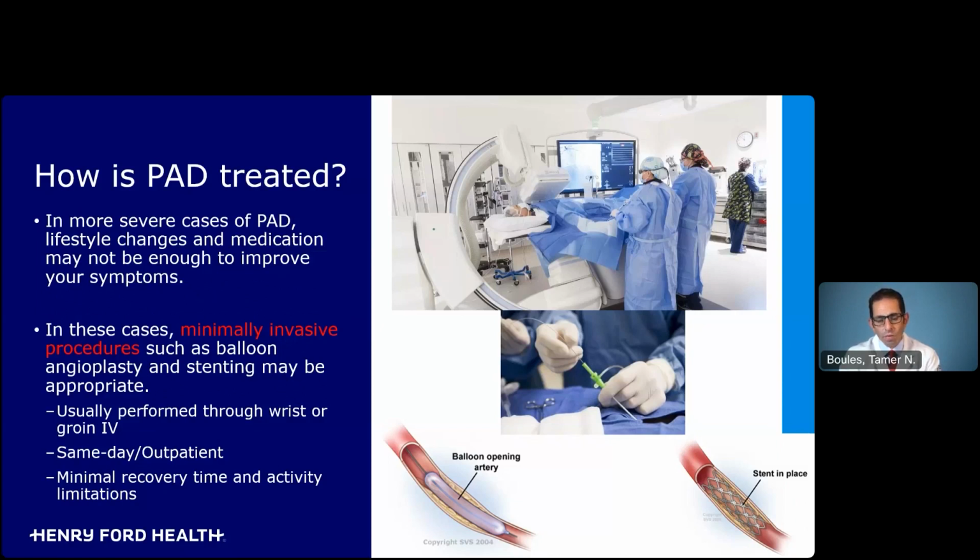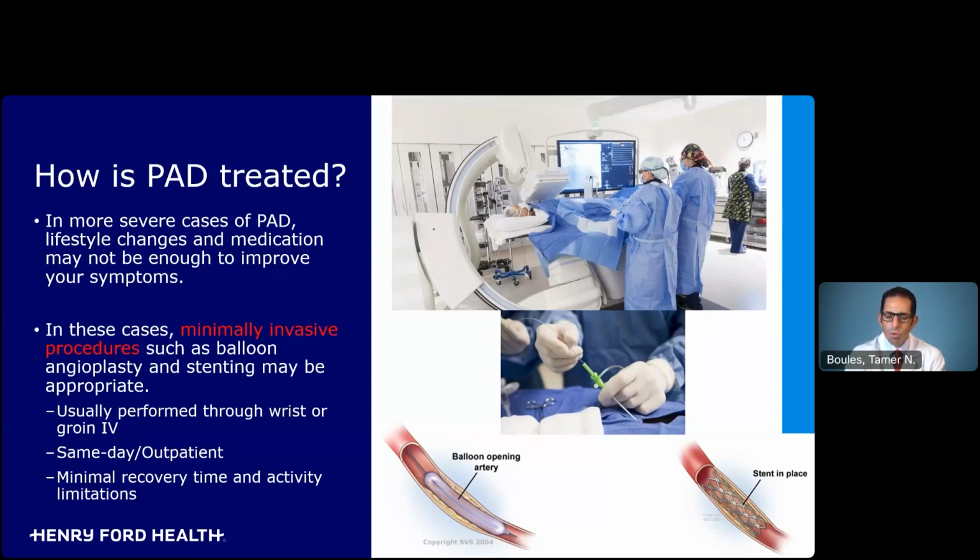And in those more severe cases, there are some treatment options that start to get into procedures, because medications are not enough to treat those more limb-threatening stages of peripheral arterial disease. And that's where a lot of the latest technology has really helped us provide more options to patients with less risk. We use minimally invasive procedures such as balloon angioplasty and stenting to help improve the blood flow.